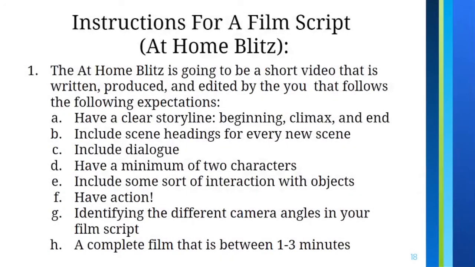Now that we have gone through the basics of writing a film script, let's look at the instructions that have been set for the completion of your final film script in regards to your at-home blitz. This film script is going to be worth a total of 10 points, and it needs to include all of the different points that are stated here, and they can also be found on the delivery or activity prompt with the total points broken down for each requirement.